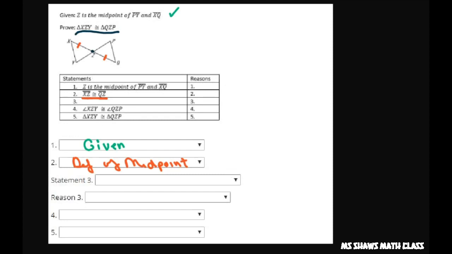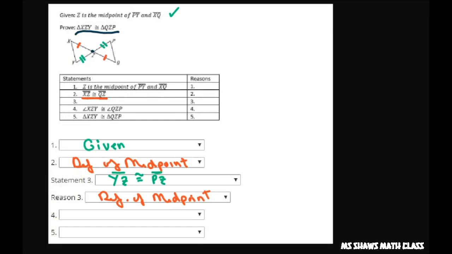That also means, for statement 3, that YZ is congruent to ZP, or we can say PZ. Doesn't matter what order, but that would be your statement. And the reasoning again is definition of midpoint. That means these two lines are congruent.